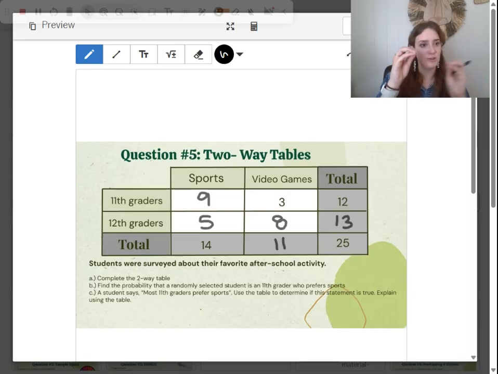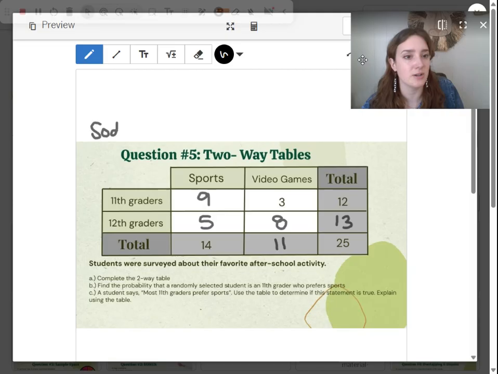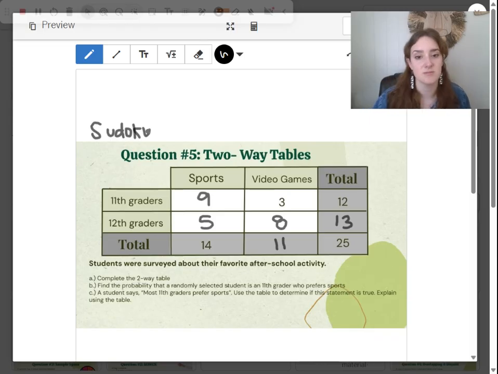We're just using those marginal and joint frequencies to check rows and columns to piece together. Again, I like to think of it as like Sudoku. I'm not going to pretend like I know how to spell that. Sudoku. I think that's right. I'm going to go with it. I think that looks right to me.